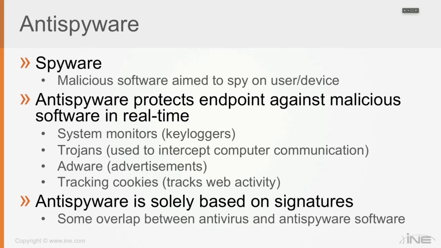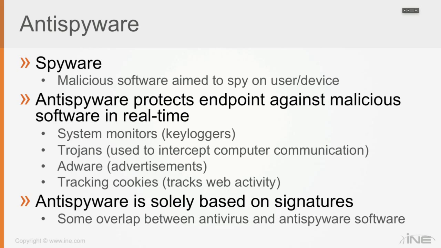Anti-spyware is solely based on signatures. And of course, as you can see, even in spyware we have Trojans and we have keyloggers, for example, which are pretty much like malware. The Trojan is of course a kind of malware, but because this malware is actually aimed to spy, it falls under the category of spyware.